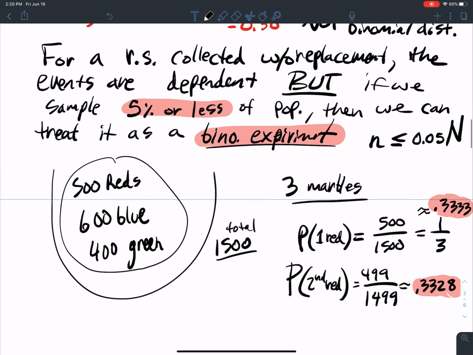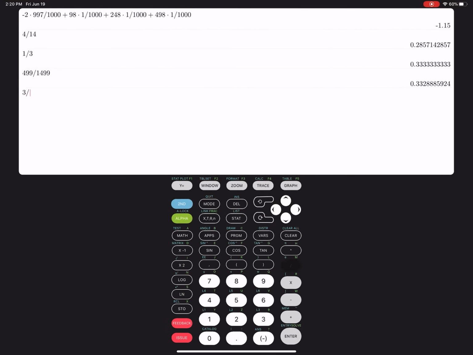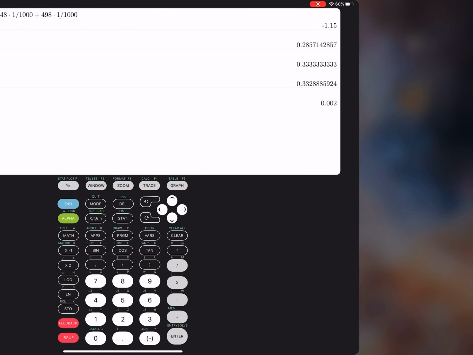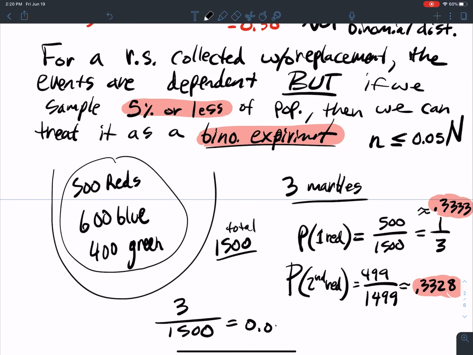How do I know it's 5% or less? Well, 3 marbles out of the 1,500, what percent is that? 3 out of 1,500 is 0.002. So that's 0.002, which is equal to 0.2%. That's certainly less than 5%, okay? So that's the idea. As long as the amount that we're taking out of the pot, or whatever jar or whatever that we're drawing from, is less than or equal to 5% of the total population, then we can pretend that it's a binomial experiment.